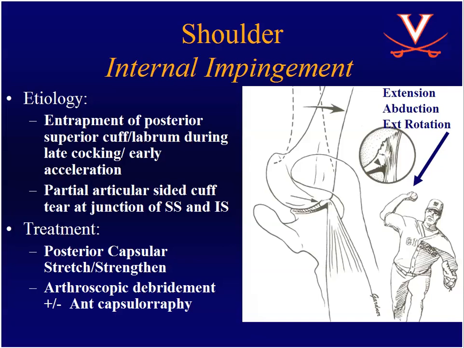Again, internal impingement: entrapment of the posterior superior cuff and labrum during late cocking, early acceleration. You can sometimes have partial articular-sided cuff tears, and those are easily debrided. The problem is, what do you do with the rest? And that is the dilemma. And so in this country right now, there's two camps, the posterior stretching or release camp and the anterior stabilizing camp. Because the controversy exists, they certainly won't give you both those answers.